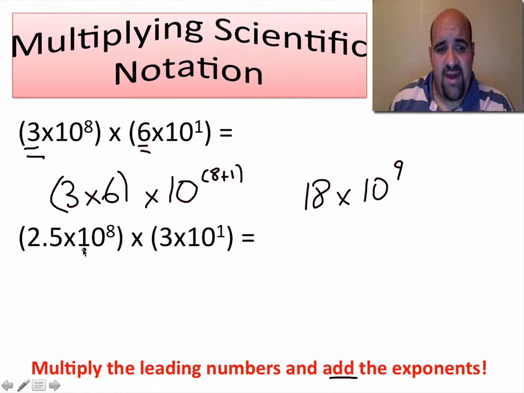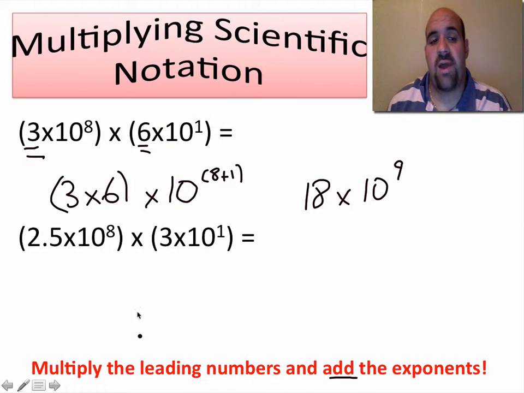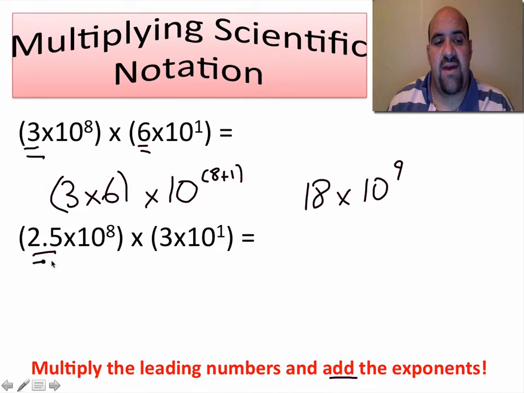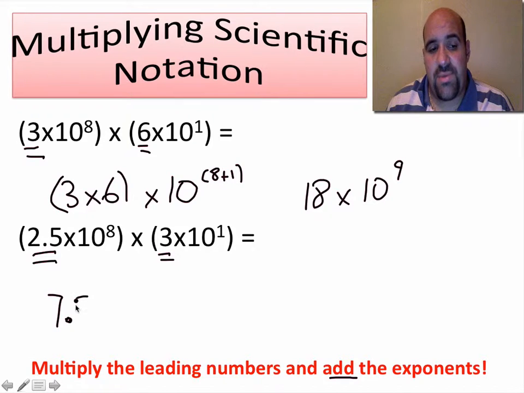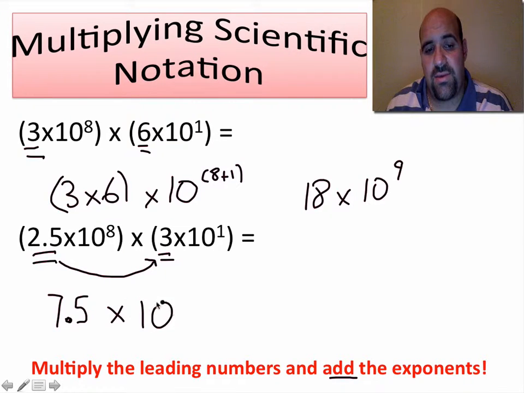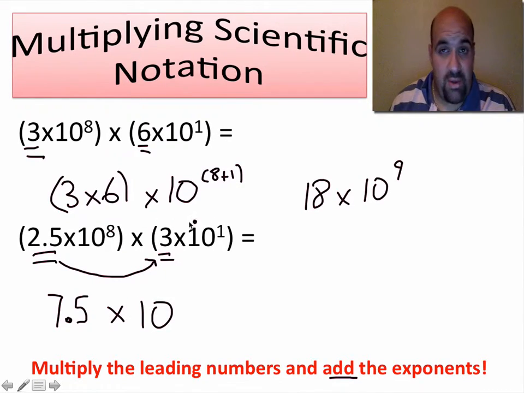Same thing down here. We have 2.5 times 10 to the 8th times 3 times 10 to the first. The rule is that we multiply the leading numbers. We're going to take the 2.5 and the 3, and multiply them together. 3 times 2.5 is going to be 7.5. Use your calculator if you need to. Times 10 to the, we add the exponents. 8 plus 1 is going to be 9.